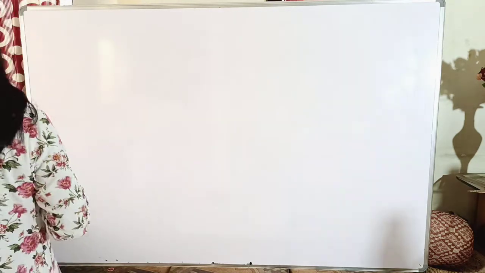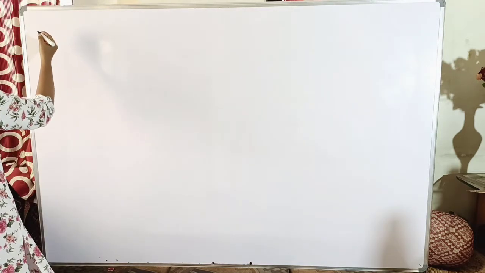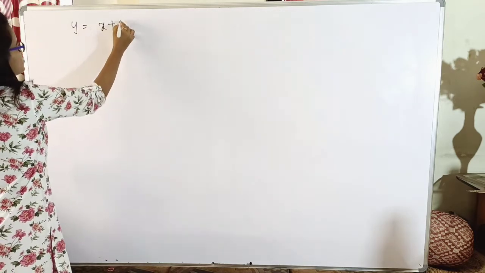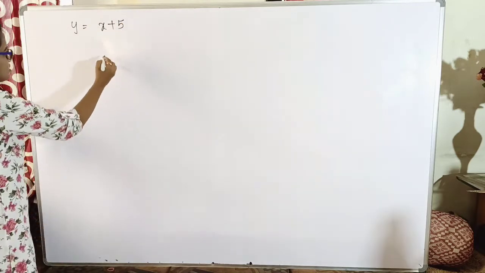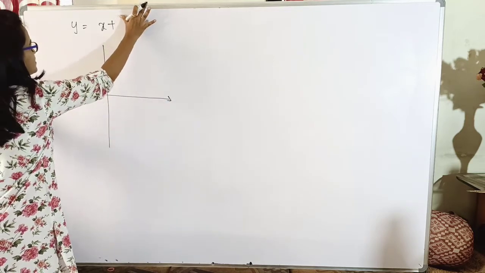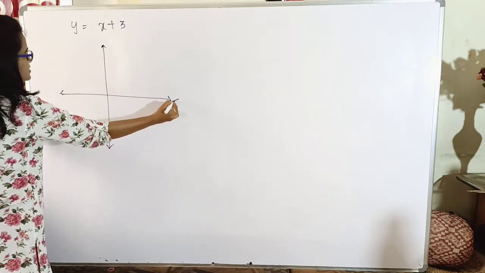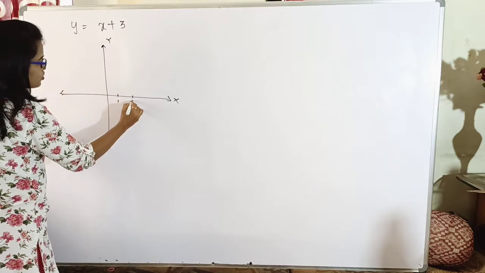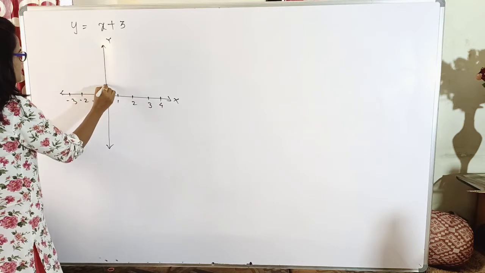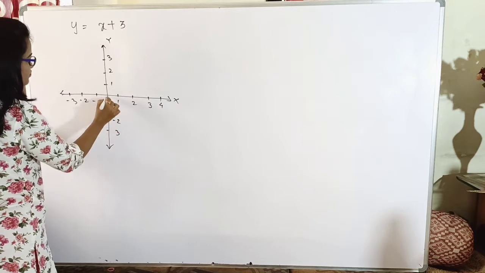First of all, I will be considering a linear equation. Okay, suppose I am considering the example y is equal to x plus 5. Okay, now this is my Cartesian plane, isn't it? Or let us take x plus 3, right? So this is my x-axis, this is my y-axis, the positive coordinates, whereas the negative ones, similarly the positive y and the negative y. Okay, this is your origin.